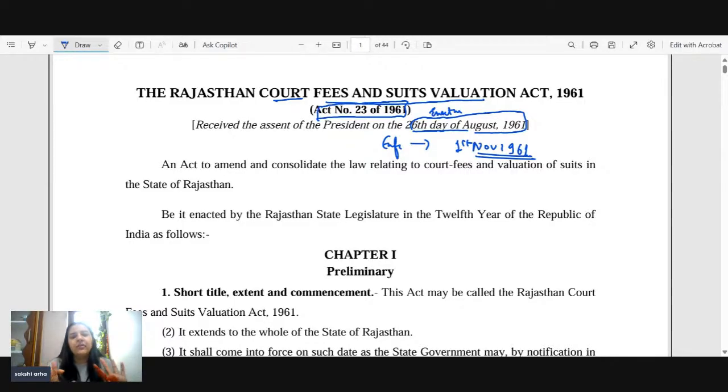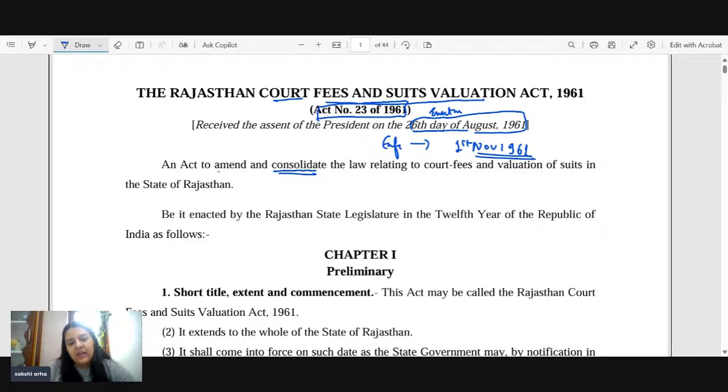Now, another very important question. This is an exhaustive act, an exhaustive act relating to court fees and suit valuations. How did you get to know that? By the word consolidate. The word consolidate is written here, which shows that it is an exhaustive act. It is an act to amend and consolidate the laws relating to court fees. What does the word consolidate mean? Consolidate means collect. So it is an act which collects all the laws relating to court fees. Wherever in any preamble you see the word consolidate, understand that it means it is exhaustive. Because in this act the word consolidate is there, we can presume that this is an exhaustive act.